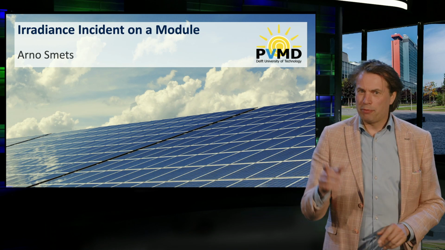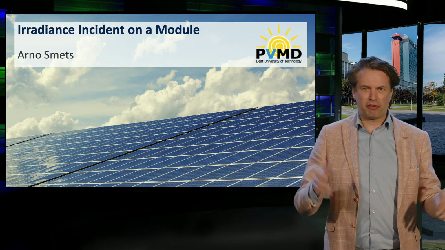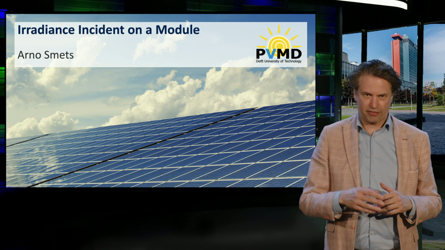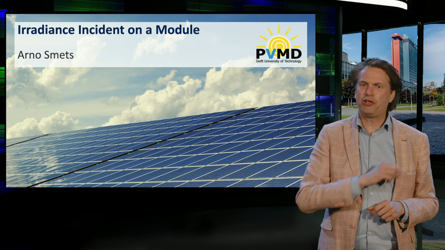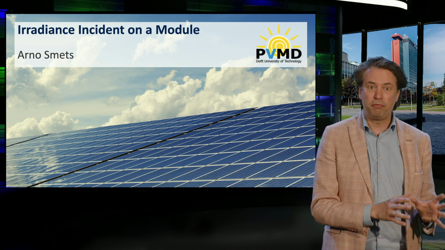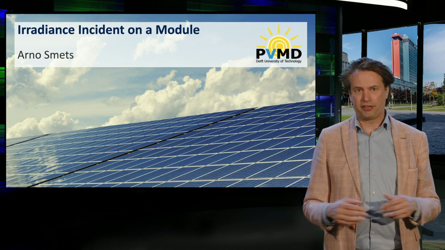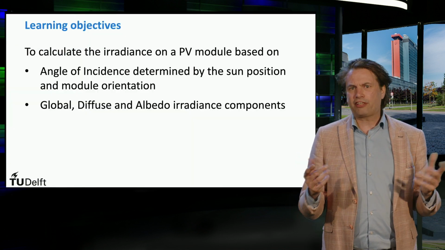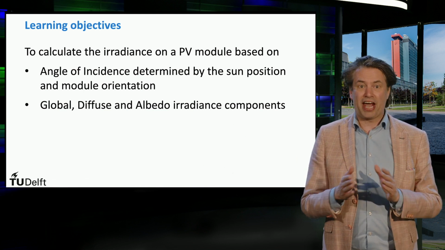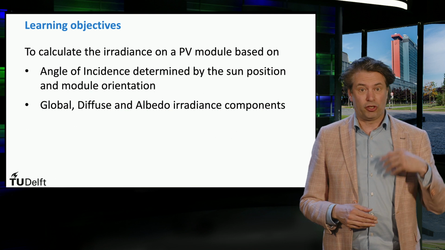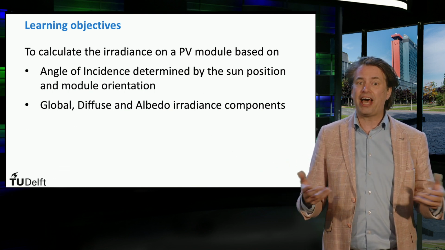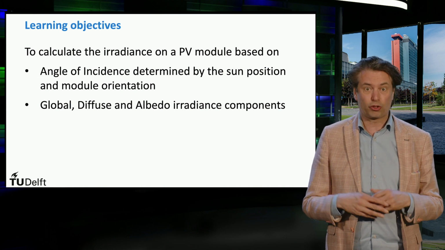Welcome back. In the previous video we discussed various parameters like the global horizontal irradiance, diffuse irradiance and the direct irradiance. In this video lecture we will discuss how much irradiance is incident on a PV module depending on its orientation. The learning objective of this video is to calculate the irradiance on a PV module based on an angle of incidence determined by the sun position and the module orientation, and the global, diffuse and albedo irradiance components of the sunlight.